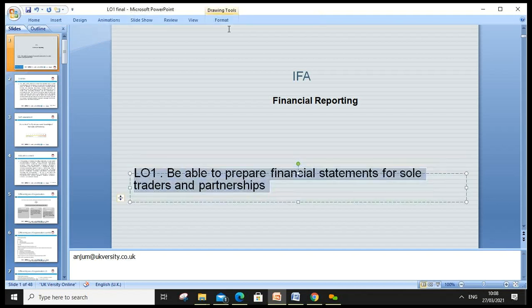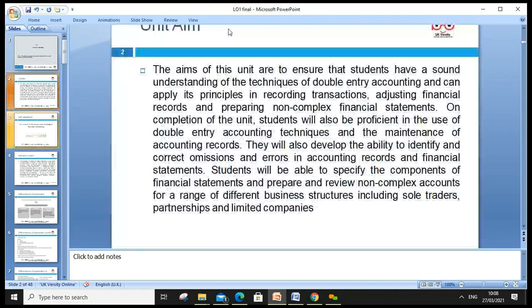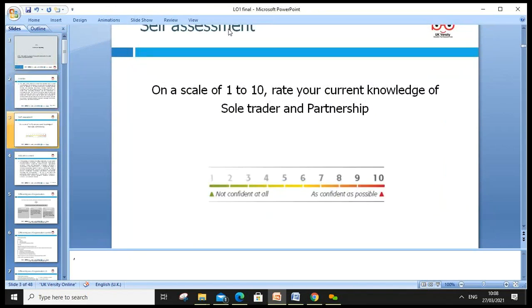So lesson 1, learning outcome 1: be able to prepare the financial statements of sole trader and partnership. When you start any activity, it's always good to reflect on how much you know. From 1 to 10, sole trader and partnership financial statements, how well do we know how to prepare them? What do you think? Where are you up to?